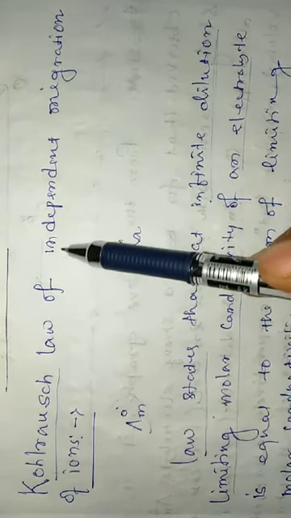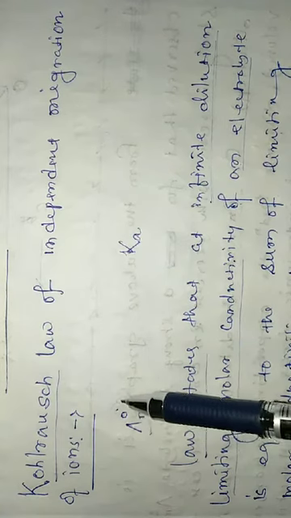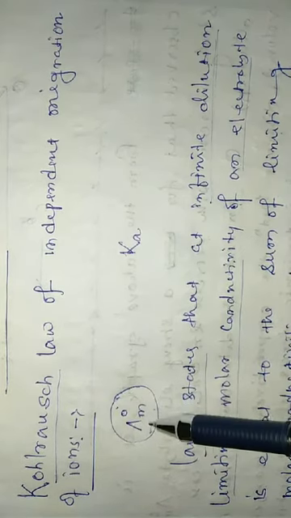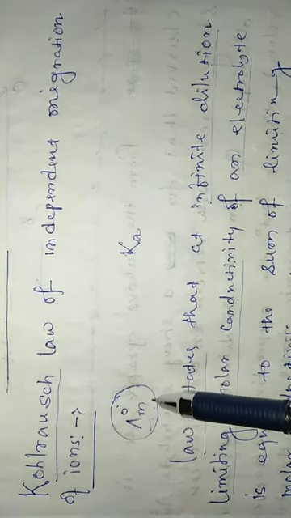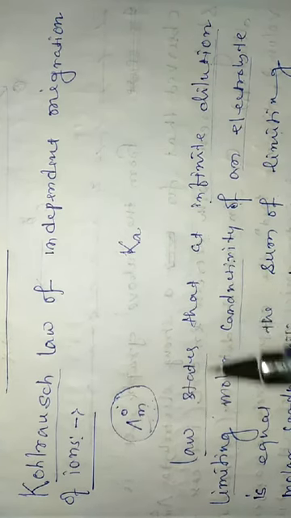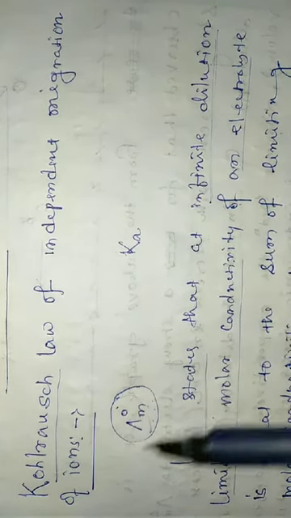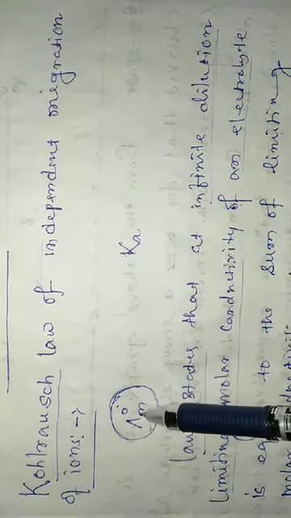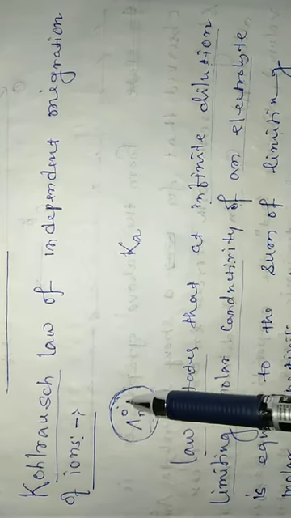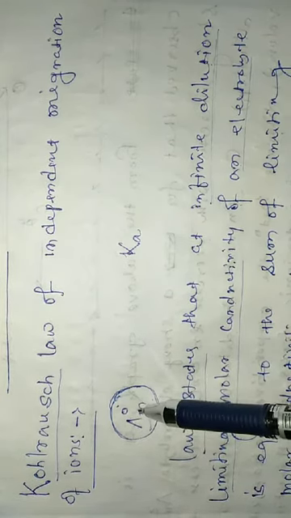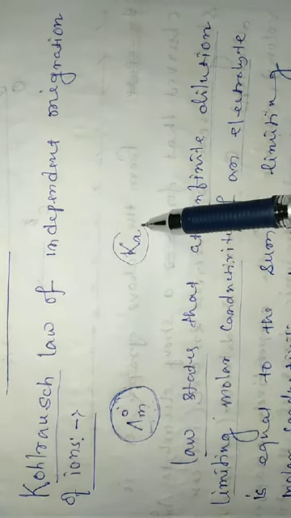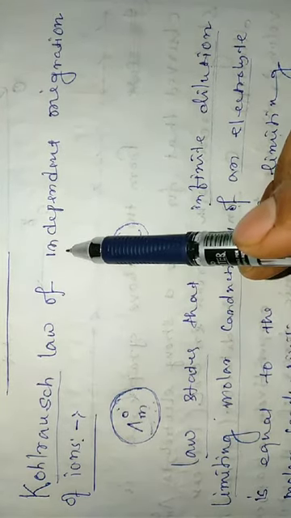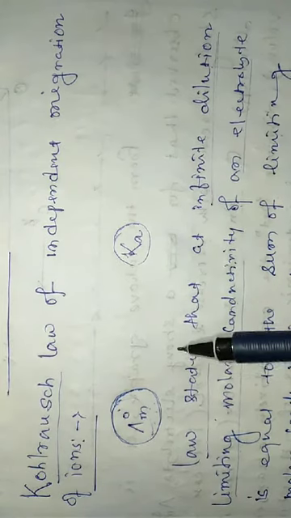So what is the application of this law? With the help of this law, we can find out the limiting molar conductivity for an electrolyte, that is, the molar conductivity of an electrolyte when the concentration of the solution tends to 0. By knowing the limiting molar conductivity for an electrolyte, we can find out the dissociation constant Ka for an electrolyte. So the law is related to the solution at infinite dilution.